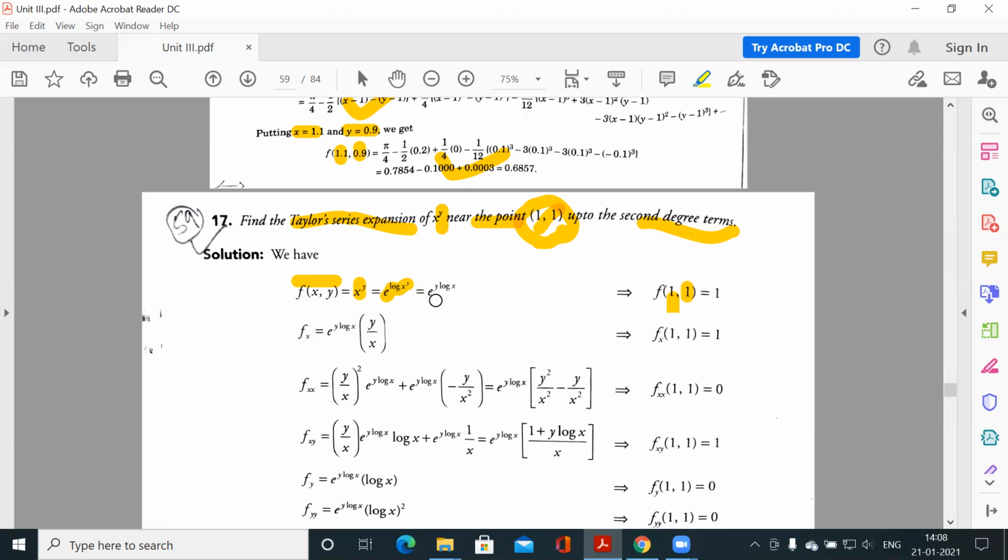Clear? So e to the power y log x. First, e to the power something is e to the power something, and then the differentiation of y log x with respect to x is y over x. Y is constant, and the differentiation of log x is 1 by x. Similarly, for the double differentiation, now you have to differentiate it with respect to x.